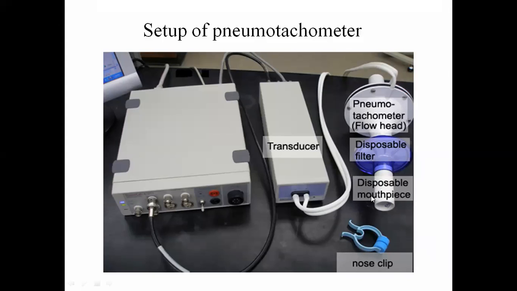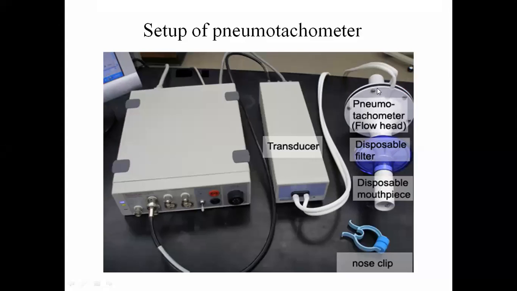This is the nose clip, and this is the mouthpiece, which we can use as a disposable, because from patient to patient it will be disposable. Once you use it, we can throw it. Similarly, we have a disposable filter also. This filter filters any unwanted particles that would come inside; it obstructs or filters the gases, and the gases will be sent to the pneumotachometer.